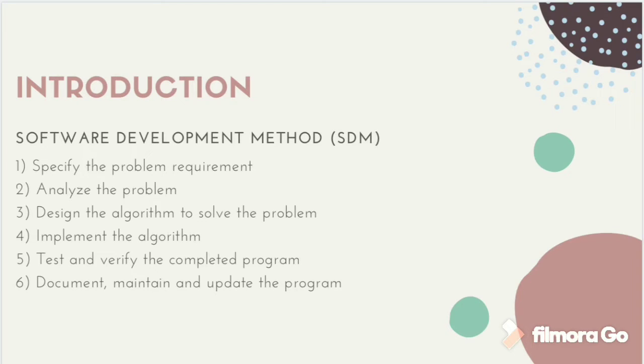There are steps in SDM which are: first, specify the problem requirements; second, analyze the problem; third, design the algorithm to solve the problem; fourth, implement the algorithm; fifth, test and verify the completed program; and last, document, maintain, and update the program.